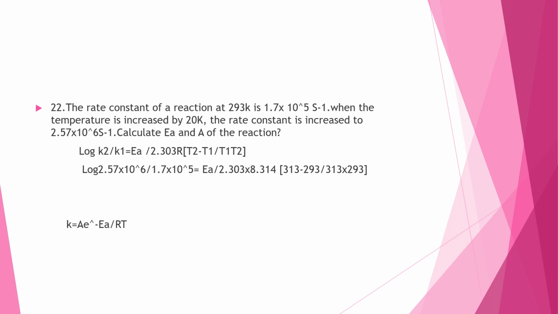In this reaction, we have to use the equation log K2 by K1 is equal to Ea divided by 2.303 R into T2 minus T1 divided by T1 T2. Using that, first find out the activation energy and then substitute the value of activation energy in the second equation, that is k is equal to A e raised to minus Ea by RT, where A is the Arrhenius constant.